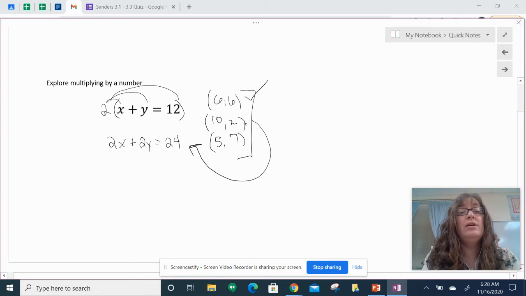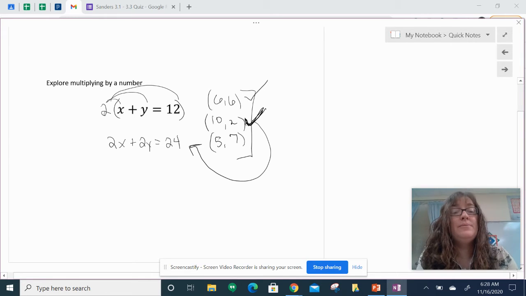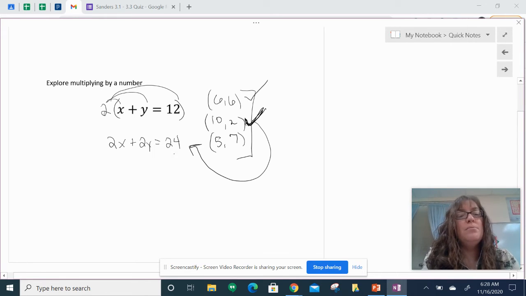20 plus 4 does in fact equal 24. So this point also works. And then finally, multiplying 2 times 5 is 10, and 2 times 7 is 14. 10 plus 14 does in fact equal 24.